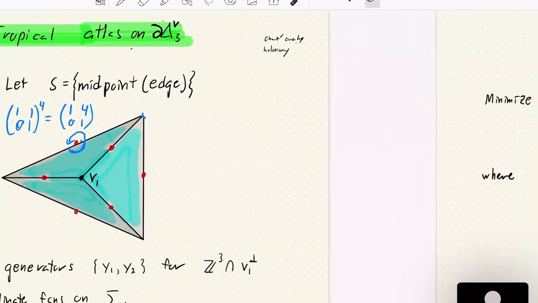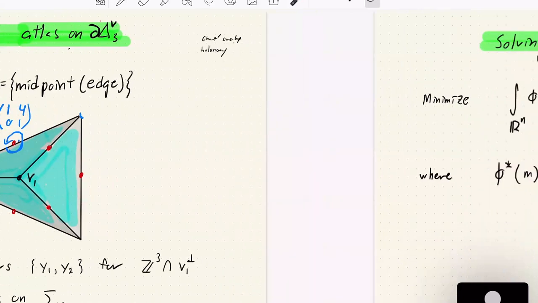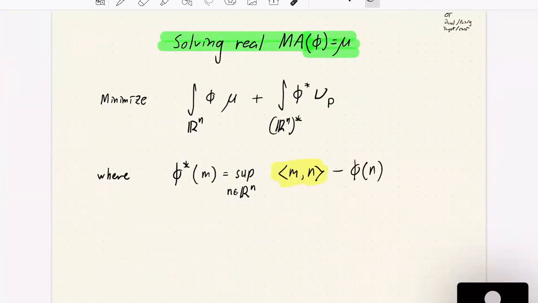I wanted to say something before I state the main theorem. I think the main theorem is really that we can solve this equation. There are some technical aspects of how to actually state the theorem in detail, but the main theorem is really that we can solve it. So I want to take the last couple of minutes just to say something about how we solve it.